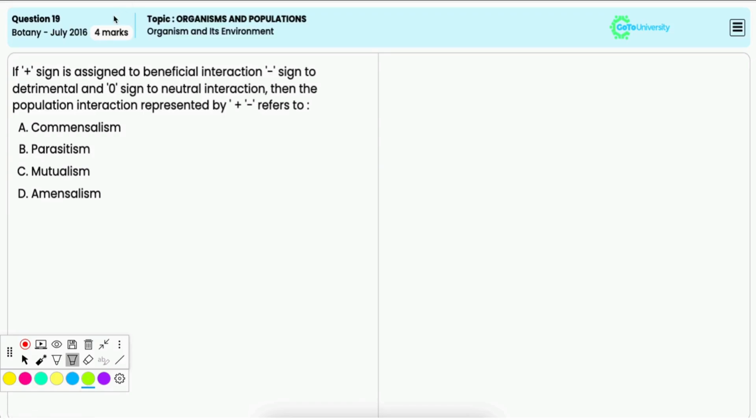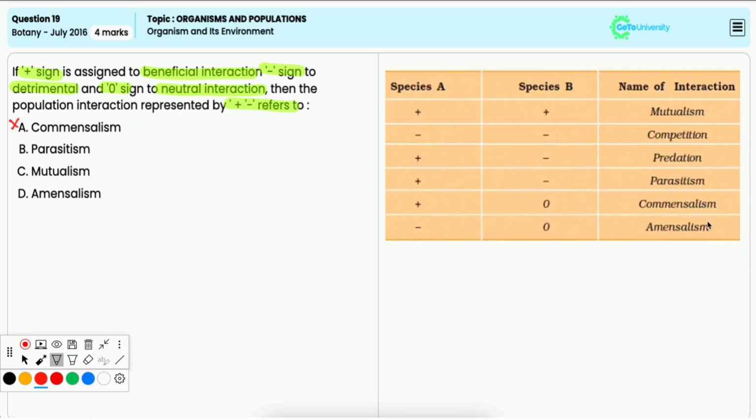In this question, it is given that if plus sign is assigned to beneficial interaction, minus sign to detrimental, and O or zero sign to neutral interaction, then the population interaction represented by plus minus refers to option A, commensalism. It is incorrect because it refers to a relationship where one organism benefits and the other is unaffected, that is neutral interaction. So this would be represented by plus and O.